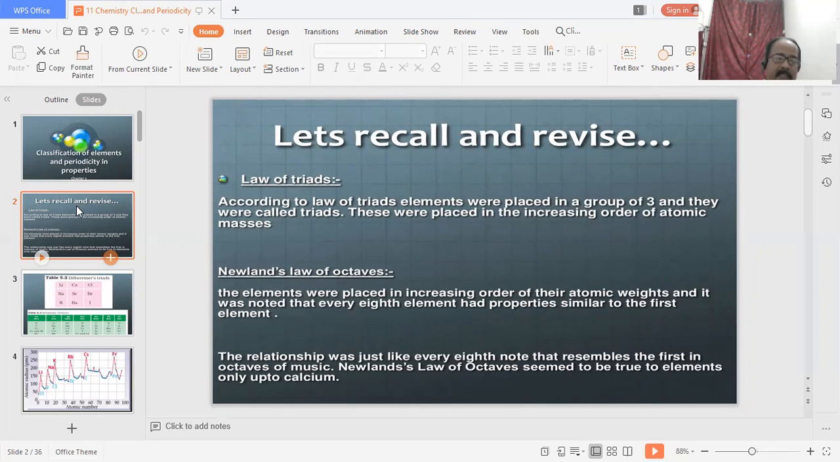So the 1st and 8th elements have similar properties. 2 and 9, the properties are similar. 3 and 10, the properties are similar. 4 and 11, 5 and 12, 6 and 13, and 7 and 14. So these elements are similar according to this law. But this law is only applicable for some elements, not all elements. So this is Newlands' law of octaves.